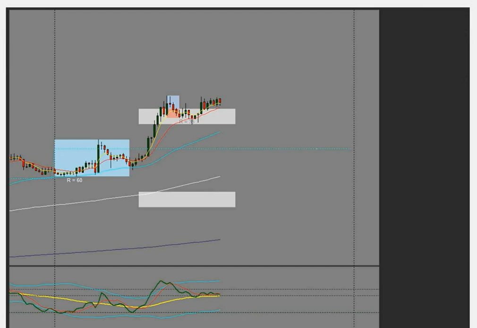One more point too is that this pair still has momentum because look at the strength and angle of all of these EMAs. None of them are collapsing yet. None of them are rounding out yet.